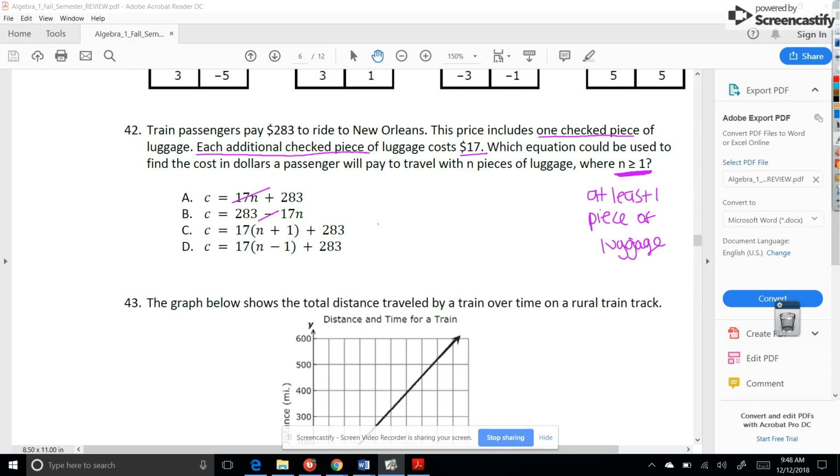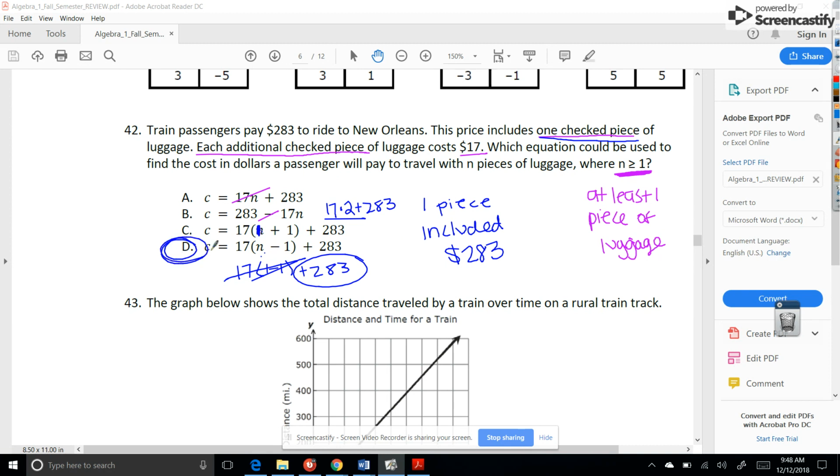So let's see. If I bring one piece of luggage, I shouldn't have to add anything. If I have one piece, that should be included. So that price should only be $283. So if I plug a 1 in here, that makes it 17 times 2 plus 283. It looks like I'm paying. I don't want to be paying. That one piece is included. So if I make this 1 minus 1 plus 283, 1 minus 1 is 0. So 17 times 0 is 0. And then I'm just paying the $283.